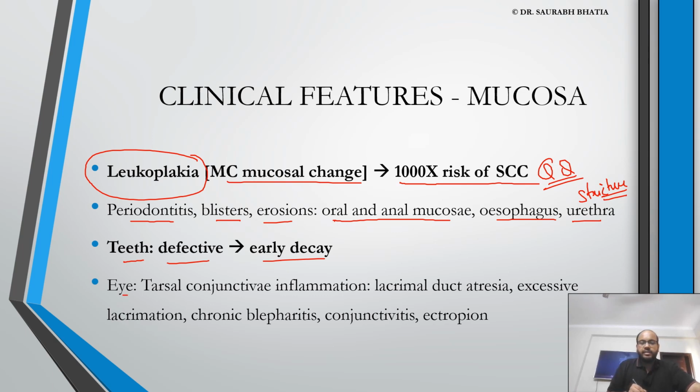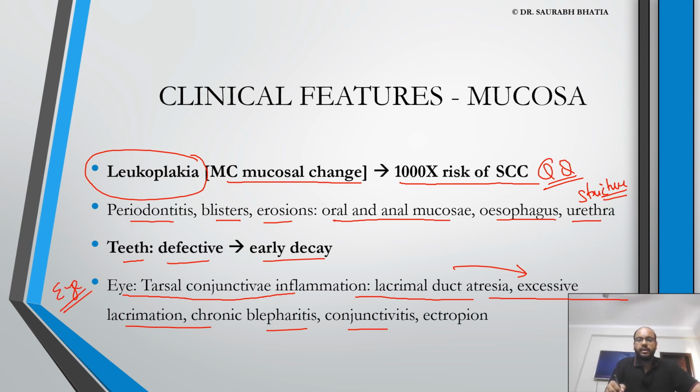In the eyes, you will see tarsal conjunctiva inflammation, which can lead to lacrimal duct atresia, leading to excessive lacrimation. So the lacrimal duct is blocked, leading to excessive lacrimation. Chronic inflammation of eyelids, conjunctivitis, ectropion are also included. This you can see in the eye. Okay, so these are the mucosal manifestations of DKC.